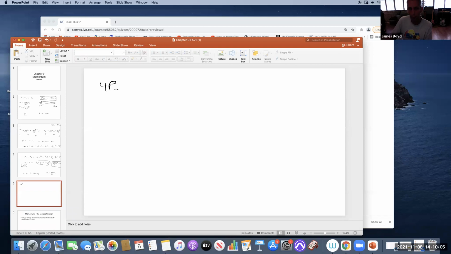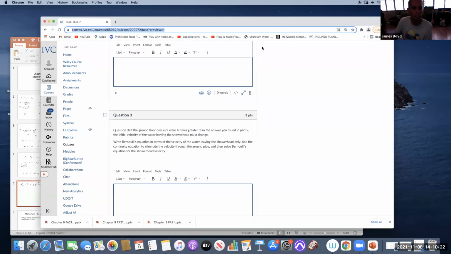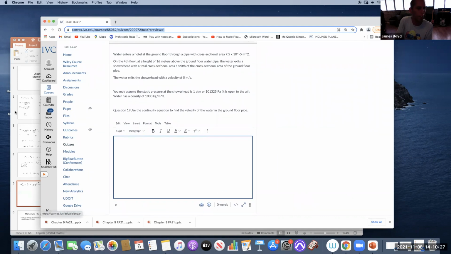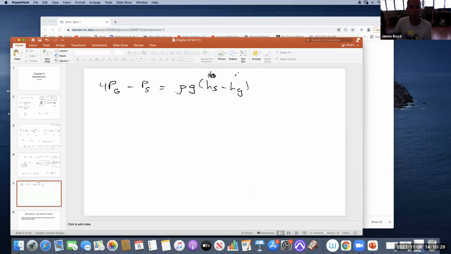Well, 4 times the pressure at the ground minus the pressure at the shower head, still 1 atmosphere, is equal to rho G times H shower head minus H ground. So this would be 14 or 16, I'm sorry, whatever I wrote. Did I write 16 or 14? I believe I wrote 16. So this will be 16, this will be 0, this will be 101,325, this will be whatever you find. It's going to be something like 270,000 or something.